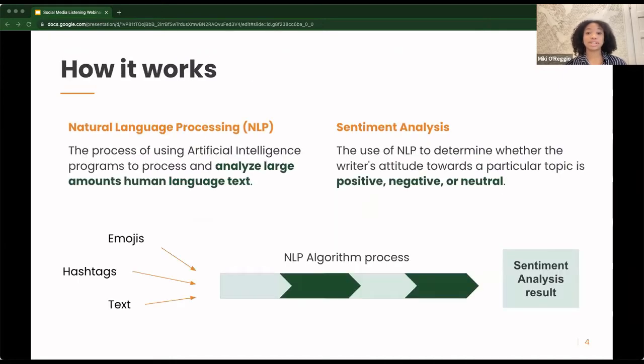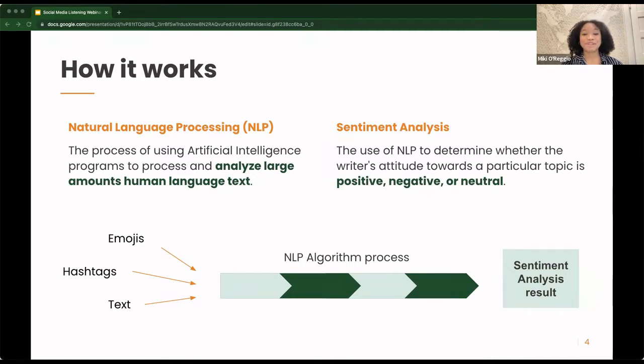Social media listening can be applied in many different ways, and one is sentiment analysis. Just to start off with some definitions so that we can all get acquainted with what this is, social media sentiment analysis is a computer algorithm that is used to determine if a writer's attitude towards a specific topic is positive, negative, or neutral. It is created using another computer algorithm called natural language processing, which is designed to read and understand human text.